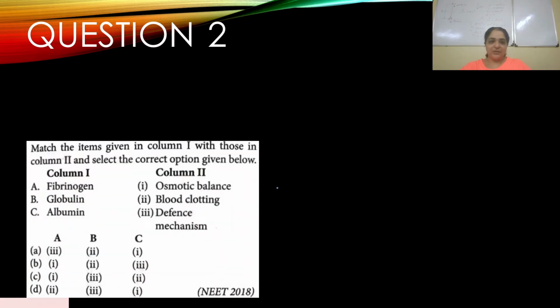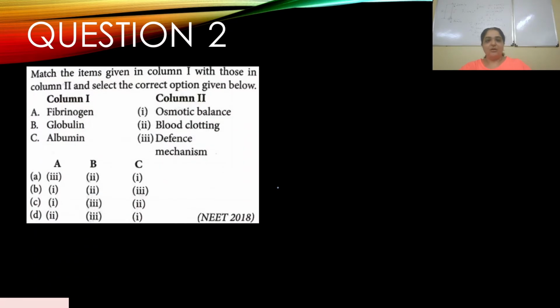Question number 2. Okay, let's look at the question. Again, this is matching. Match the items given in column 1 with those in column 2 and select the correct option given below. So you have column 1 and column 2. Again, I would suggest you pause the video, select your right answer, and then come back to this question.